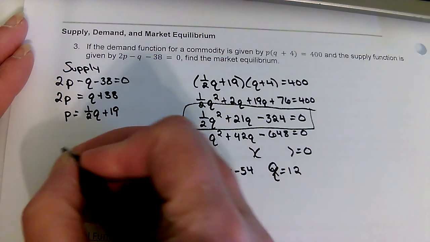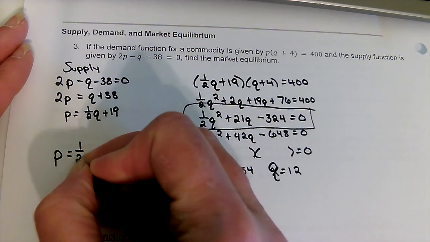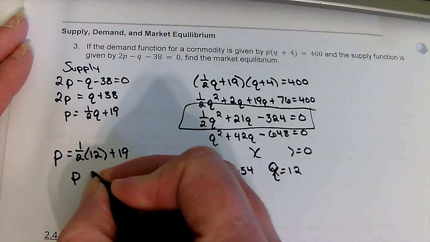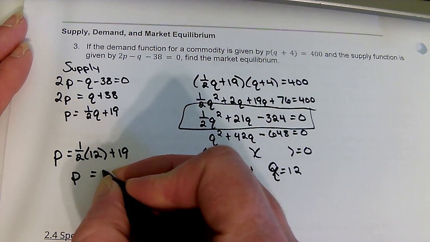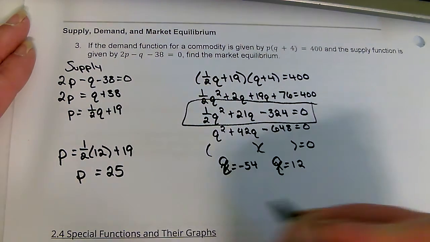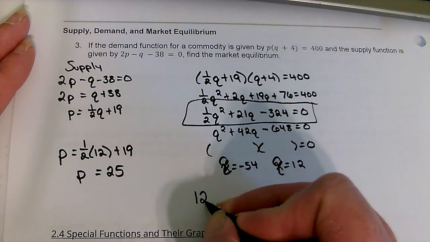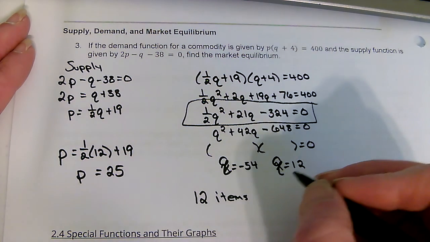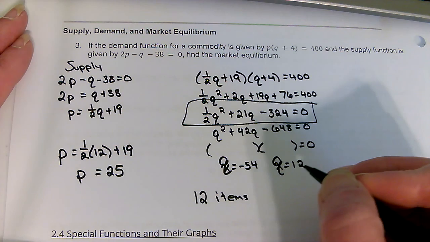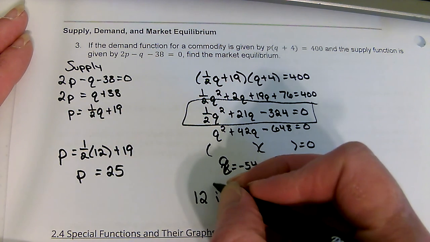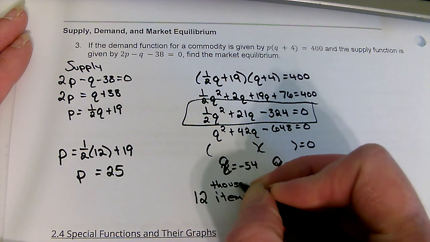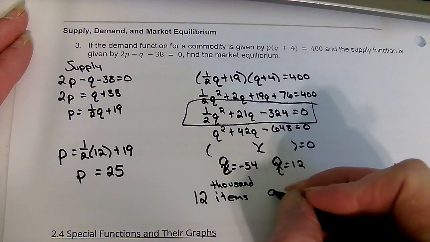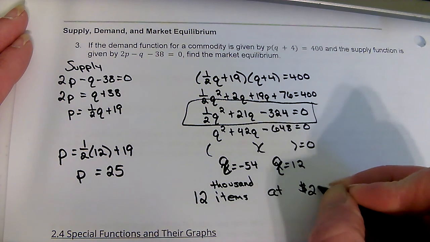So I'm going to plug that 12 back into this function. And I'm going to get a price of 25. So our market equilibrium is for 12 items. Oh, actually this was supposed to be in thousands. I'm sorry, 12,000 items. I just messed up and forgot to put that in the instructions. At $25 each.